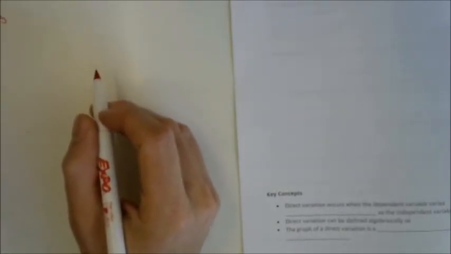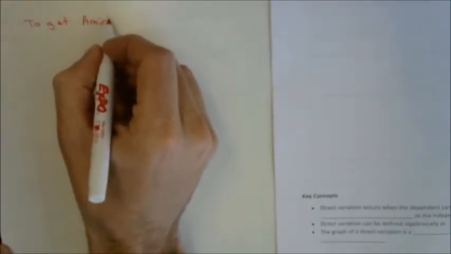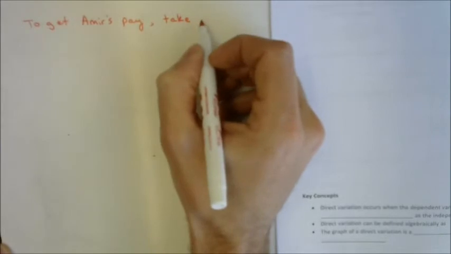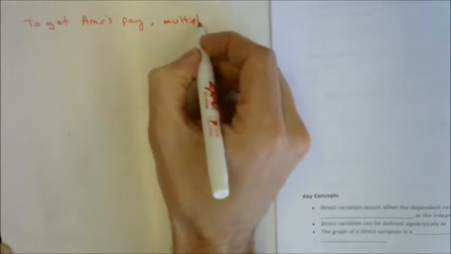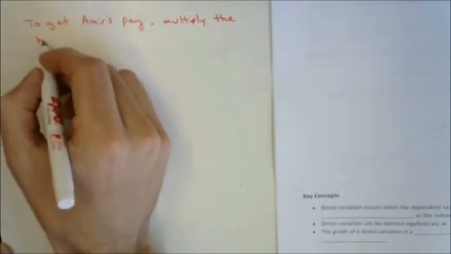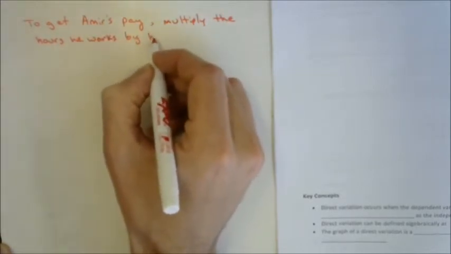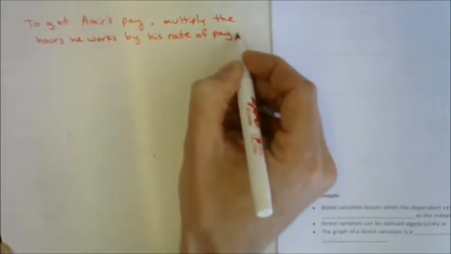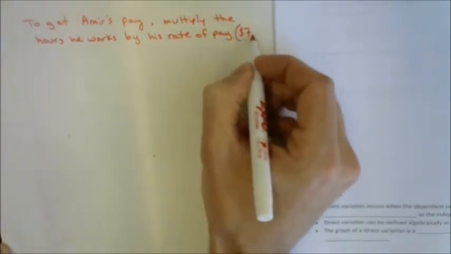So let's just talk about how we get Amir's pay. What do we do to get his pay? Times the hours by the money. Multiply the hours he works by his rate of pay, which we can put in brackets here is $7.50.